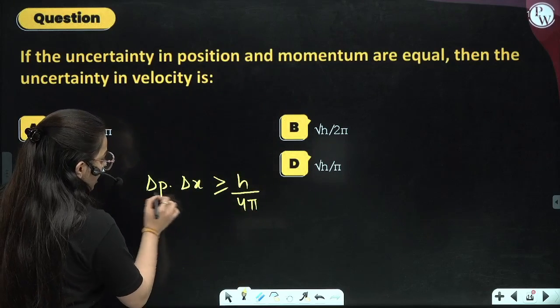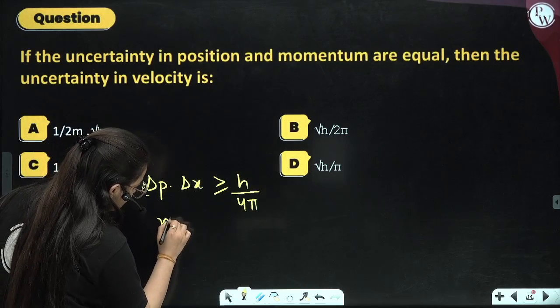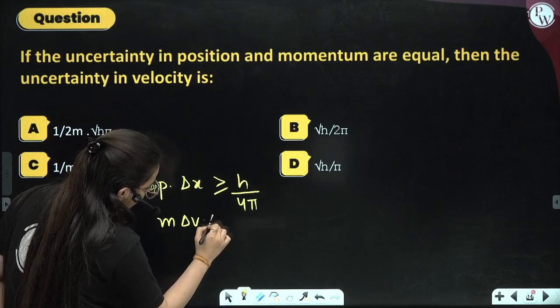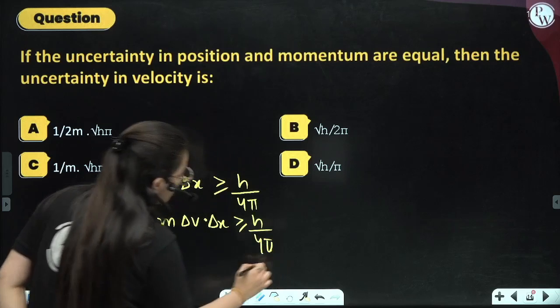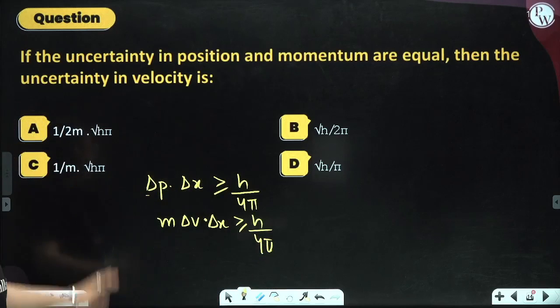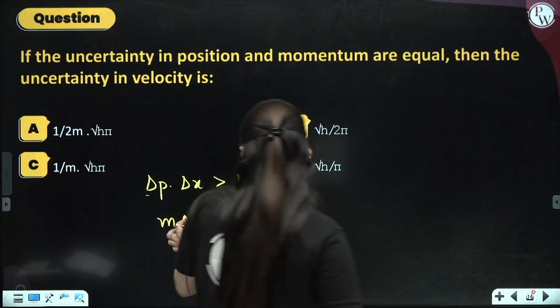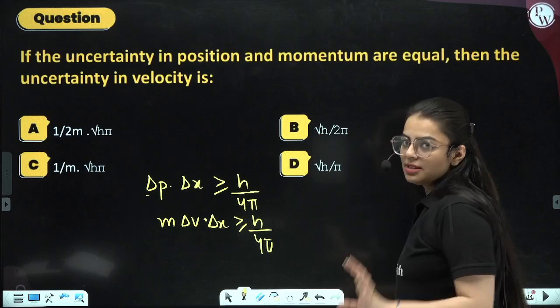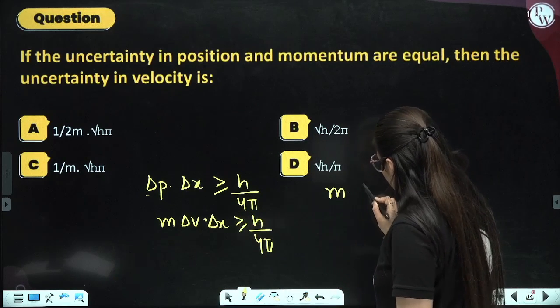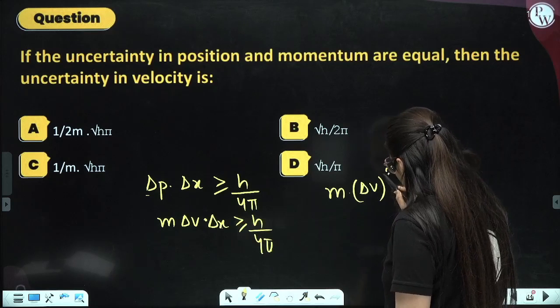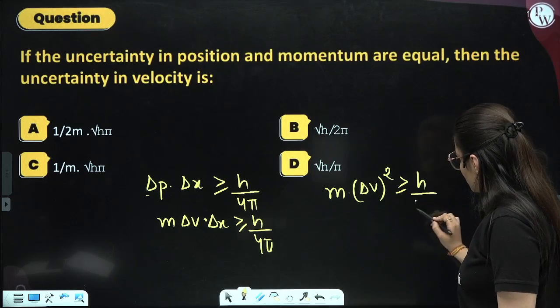So basically, we can write this delta P as mass into velocity into delta x, because if you see the options, they have m also there in between, right? If our uncertainty in velocity and position are the same, then I can directly write m into delta v whole square is more than or equal to h by 4 pi.